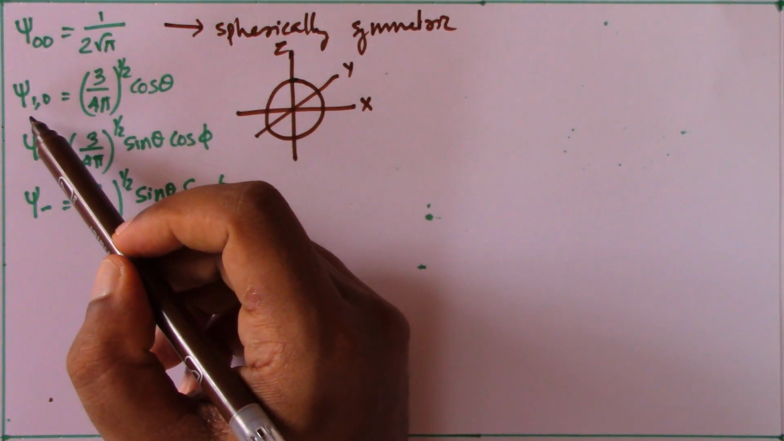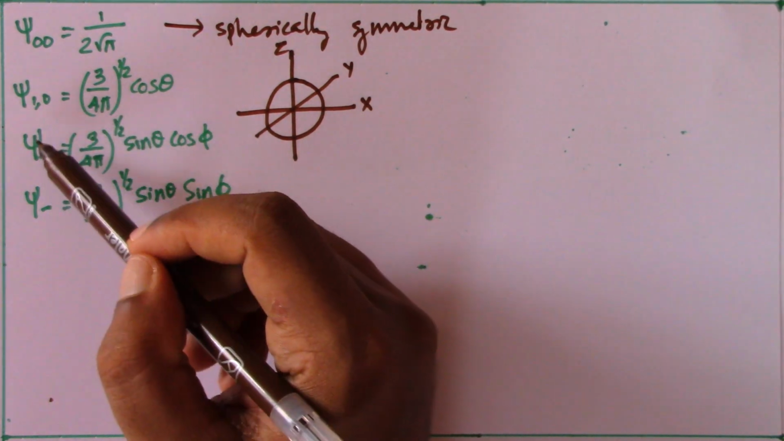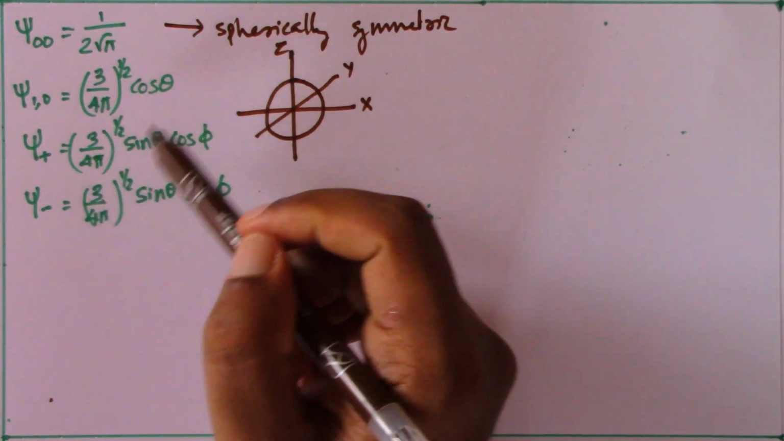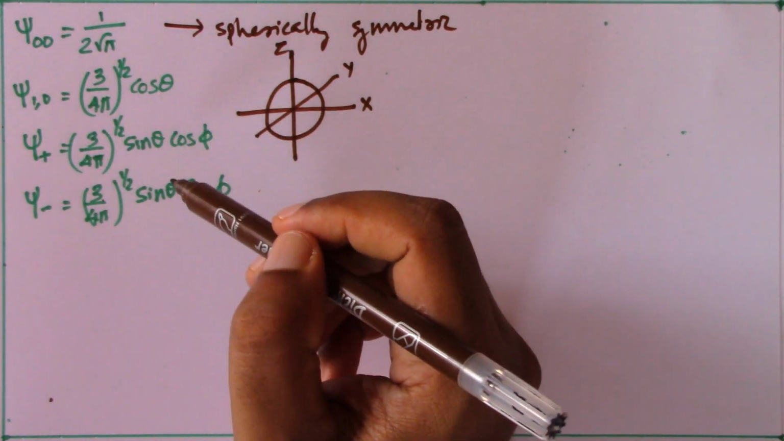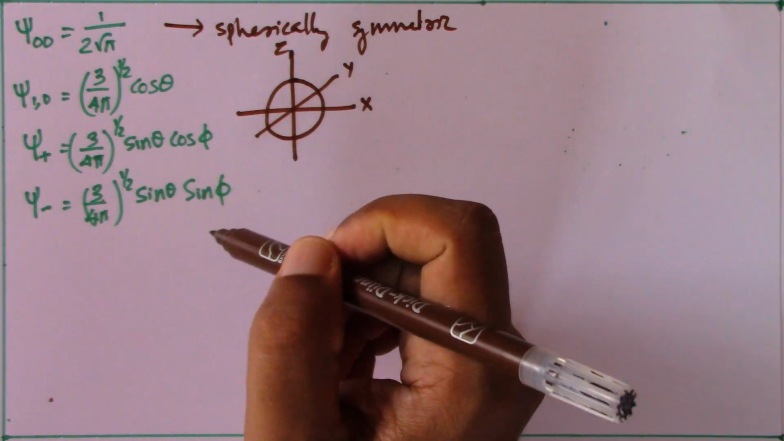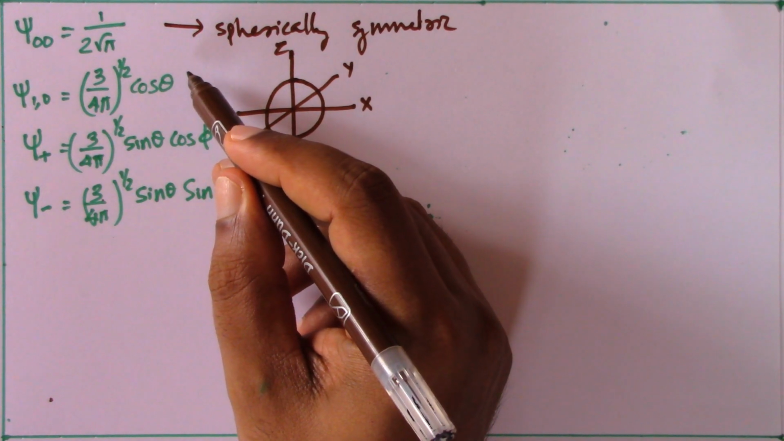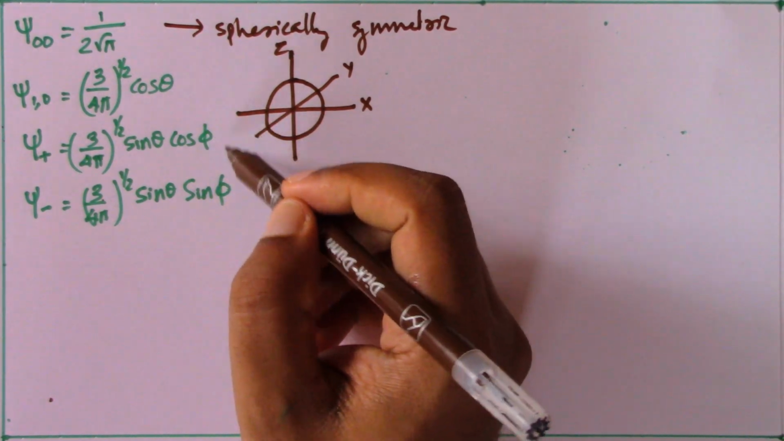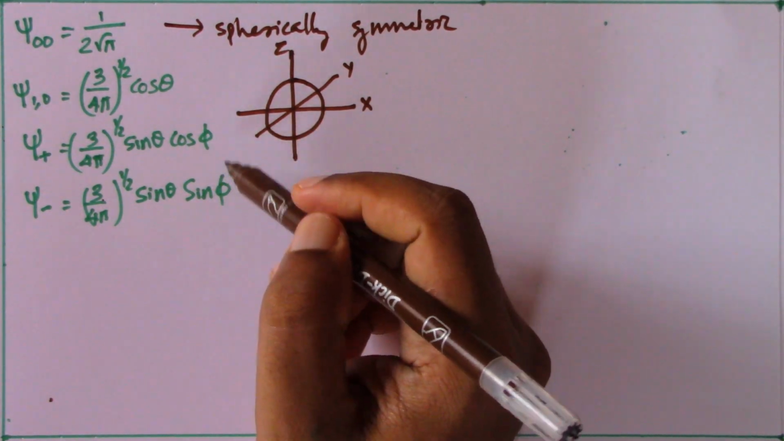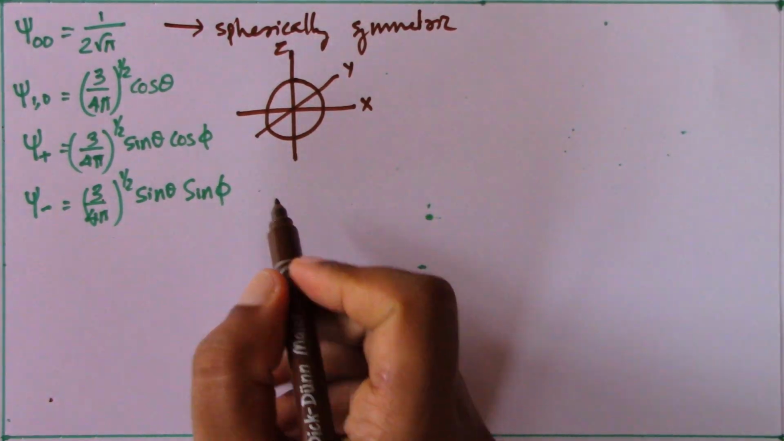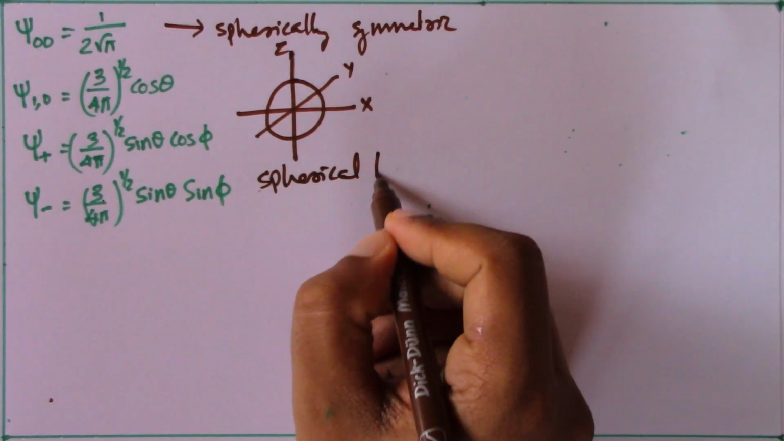And the next function, that is psi 1 0. You can also see there are other two functions, psi plus and psi minus, and these functions are trigonometric functions. They are in terms of cos theta, sin theta, cos phi, sin phi, etc. Okay, so these trigonometric functions indicate that the function will have some harmonicity as it contains trigonometric functions. So these functions are called spherical harmonics.